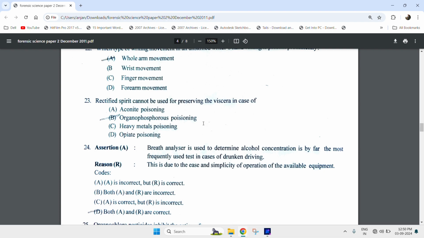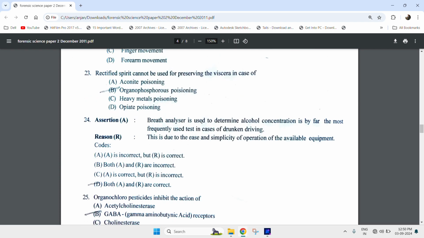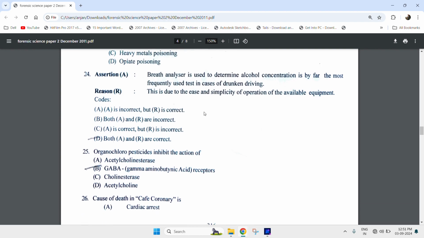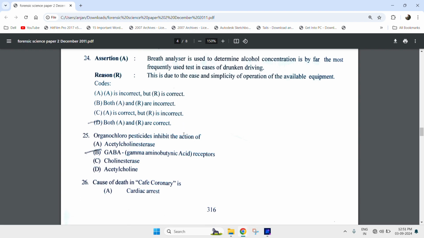Assertion: breath analyzer is used to determine alcohol concentration. It is by far the most frequently used test in cases of drunken driving. Reason: this is due to the ease and simplicity of operation of the available equipment. A is incorrect, but R is correct. Both A and R are correct.